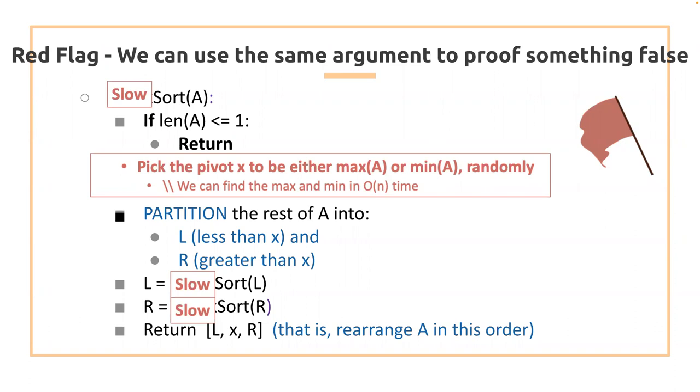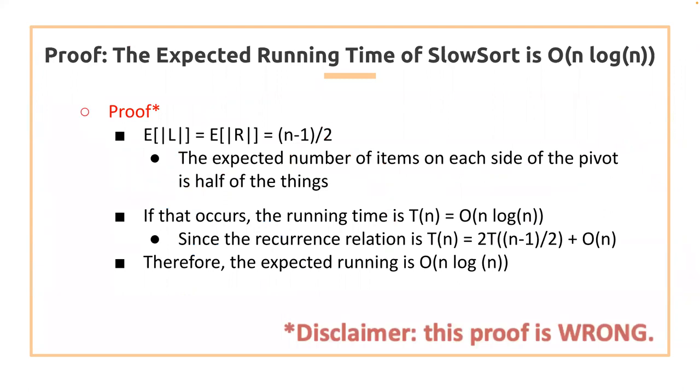Okay, but the same proof works because the expected size of the left and the right is still half. Because 50% of the time, the left side is size zero, and 50% of the time, it's size n. So in expectation, the size is n over two. The same argument applies for the right side. So even though the algorithm is slower, we can use the same proof to show that it's n log n. So that's why this proof is wrong in showing the expected running time of an algorithm. Okay.